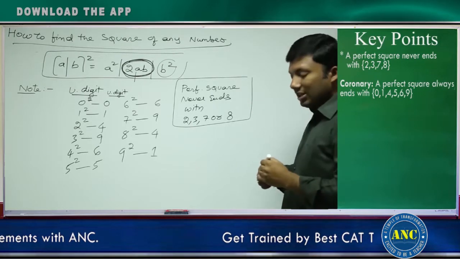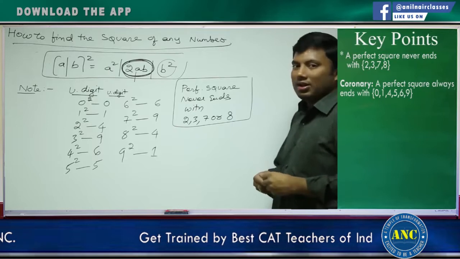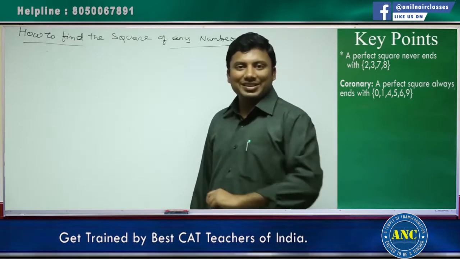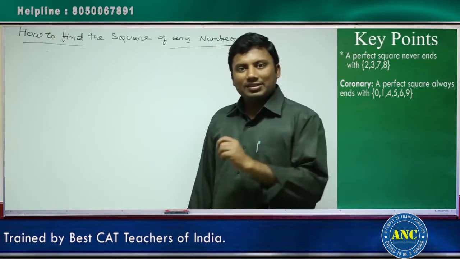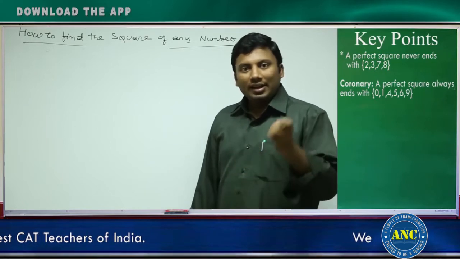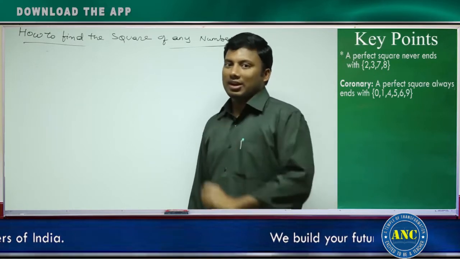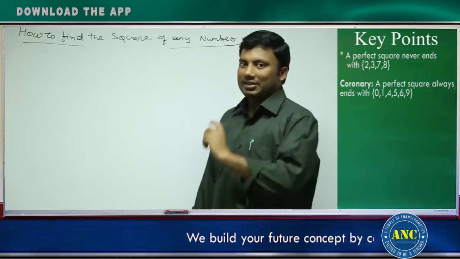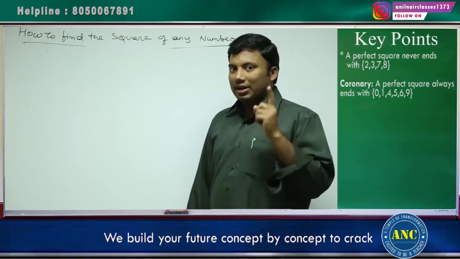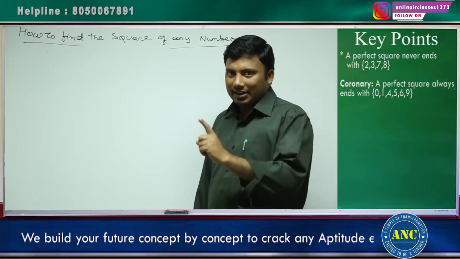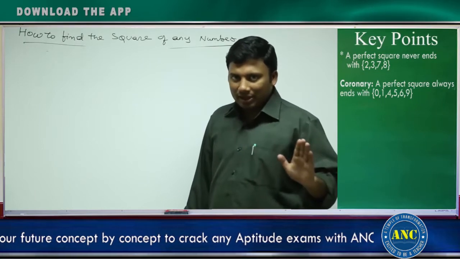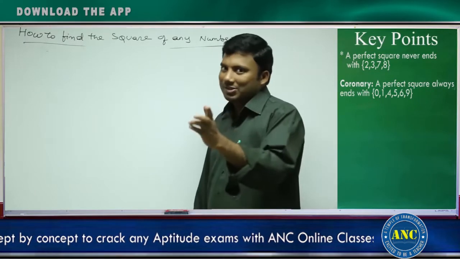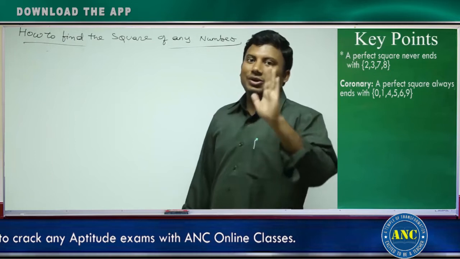Now, let us discuss a few problems based upon this concept. Just now we discussed a concept, that is, a perfect square never ends with 2, 3, 7 or 8. Please underline this. Any natural number ending with 2, 3, 7 or 8 can never be a perfect square. And if the number is a perfect square, it will never end with 2, 3, 7 or 8.